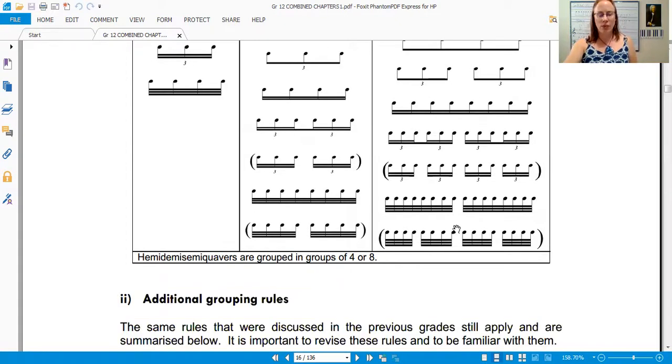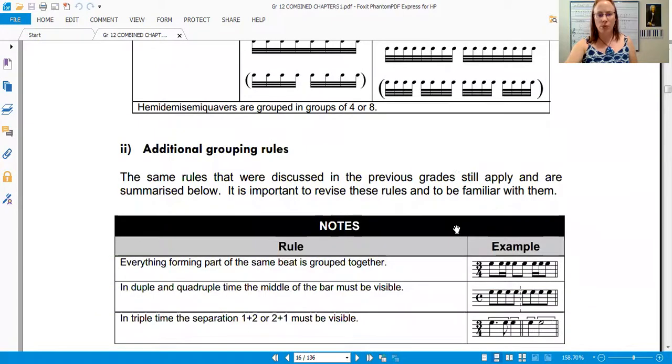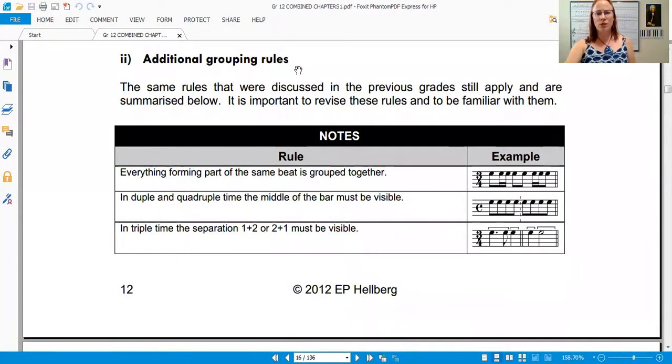Okay, so let's have a look at a couple of overall grouping rules. The first rule is everything that forms part of the same beat is grouped together. That is the most important rule to remember. Always when I teach, I tell the kids, if all else fails, if you get completely confused, at least do that, and you will get some of your marks.